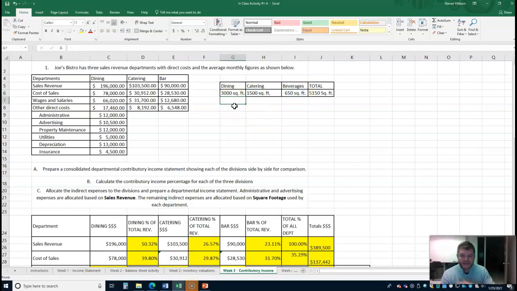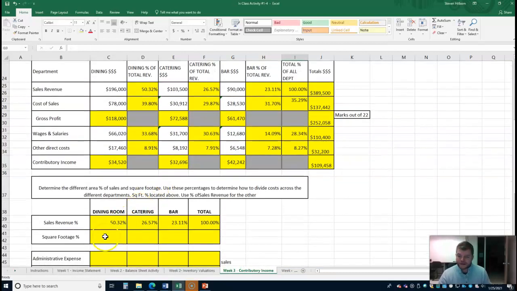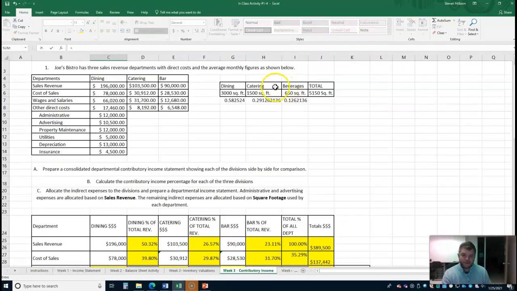So I can do it anywhere. Again, Excel is just a big calculator, so I'll just do it right below. I'll go 3,000 divided by 5,150. And 1,500 divided by 5,150. And 650 divided by 5,150. So 5,150 is the total square footage of the whole area. These are percentages. So I'll go down here now and just hit equals and get this number.